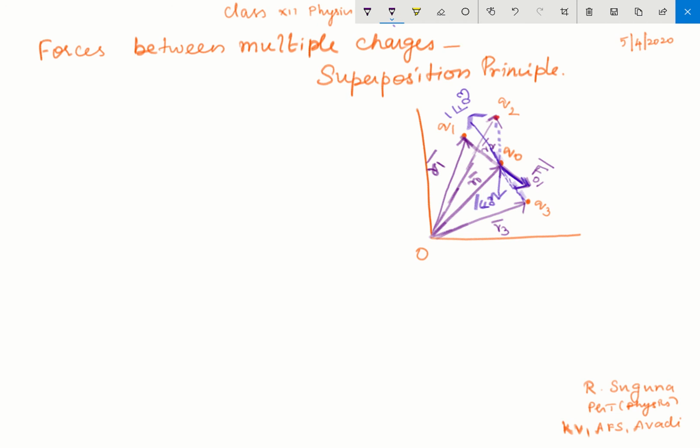Therefore, if I want to find it like that, n number of charges are there. I'm not showing them in the diagram, I told you. So how to find out the total force on Q0, which is F0? That is equal to the vector sum of force on Q0 due to Q1, force on Q0 due to Q2, force on Q0 due to Q3, etc., force on Q0 due to Qn. That's it, the vector sum, right? F0 is the total force on Q0 due to all the other charges. Fine. Hope you are following, right?